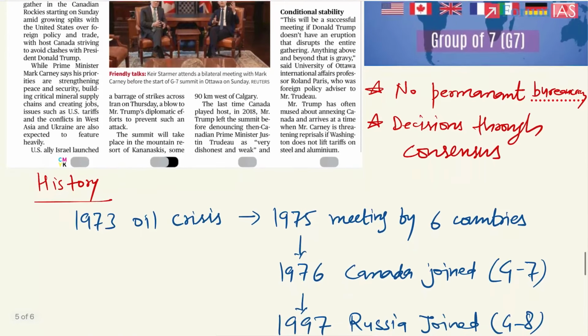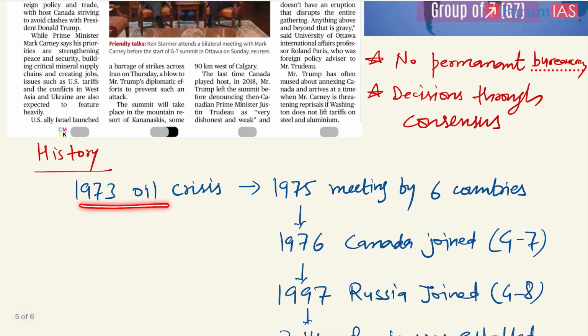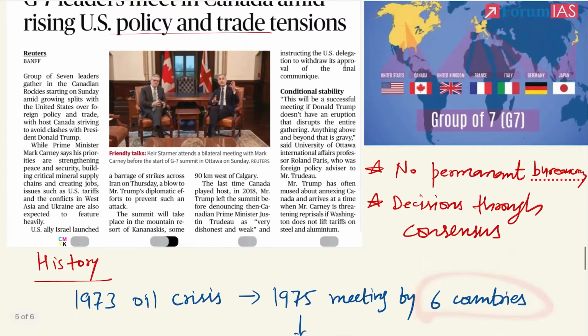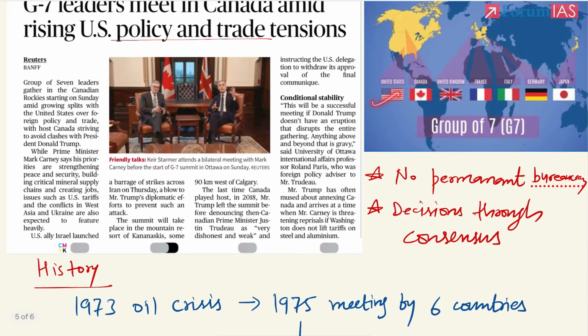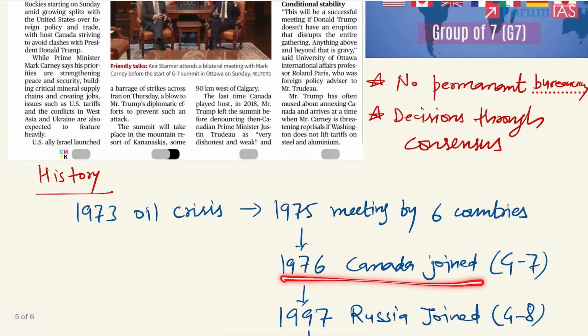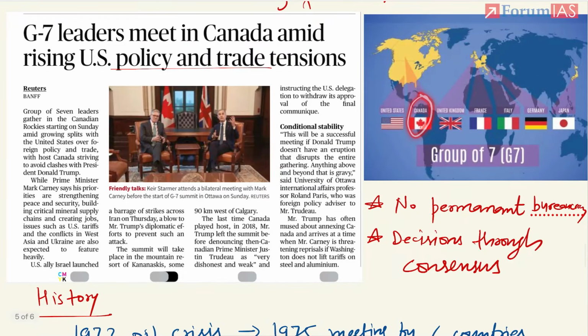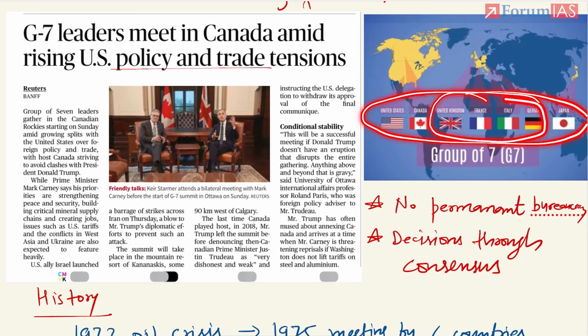So what is the history? After the 1973 oil crisis, a meeting happened between 6 countries. What are the 6 countries? US, UK, France, Italy, Germany, and Japan. Then in 1976, Canada joined. These are the 7 members of G7: 4 European members, 1 Asian, and 2 North American.